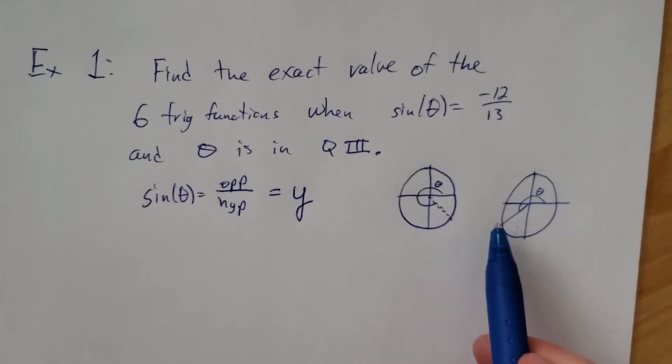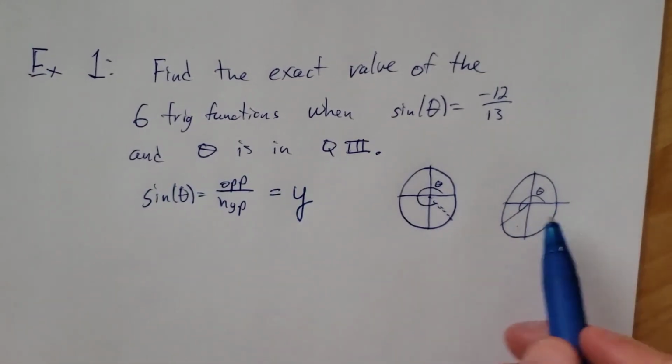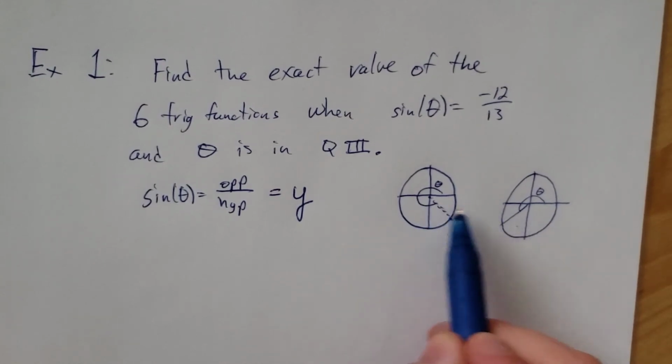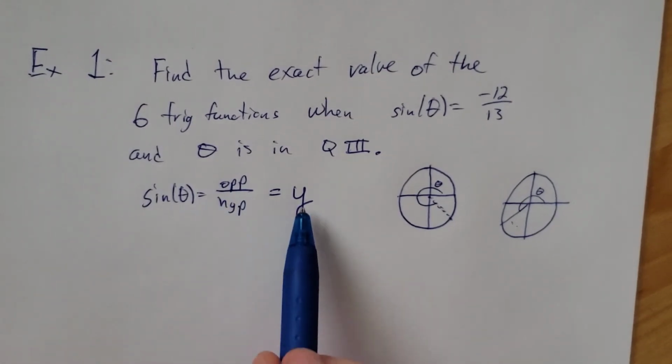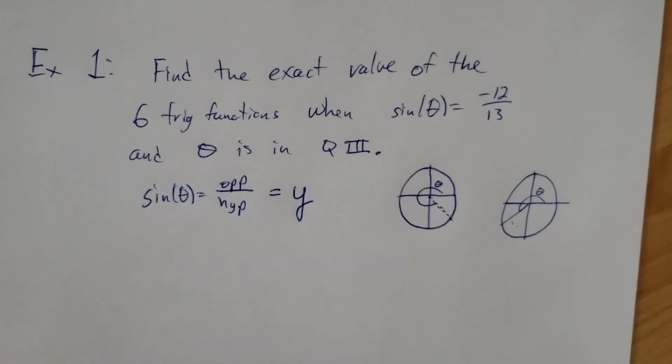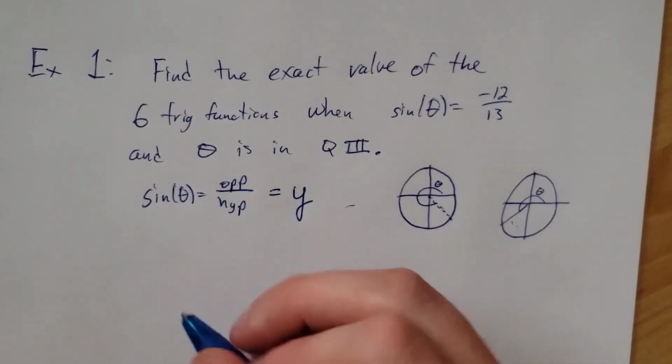The reason I pointed this out is just because why did they even say this? Theta is in quadrant 3. Well, that's to help us determine which of these two things happened. So now that we know that it's in quadrant 3, we can solve the rest of this problem. Sine is opposite over hypotenuse, where sine is also y value. That means the y value is negative 12/13.